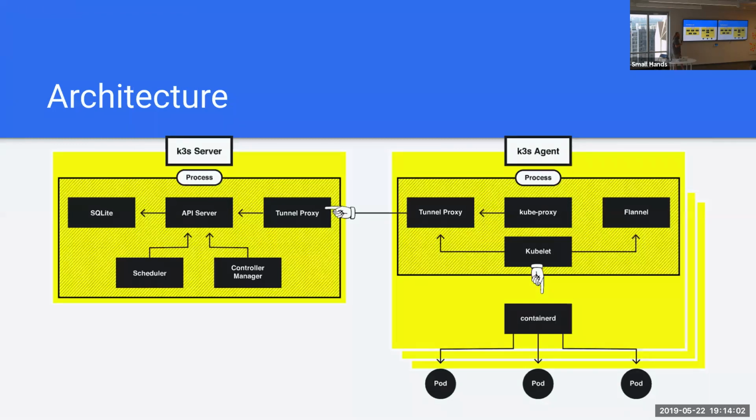What K3s does is, on both sides, it starts up what they call the tunnel proxy. The agent makes a single HTTP connection over to the server, and then it upgrades to WebSocket, for those who know that. And then on that WebSocket connection, it creates a bidirectional tunnel. So all communication between the agent and the server goes over that single TCP connection, which is an interesting little hack, we'll call it.